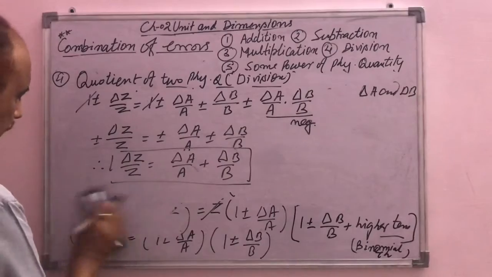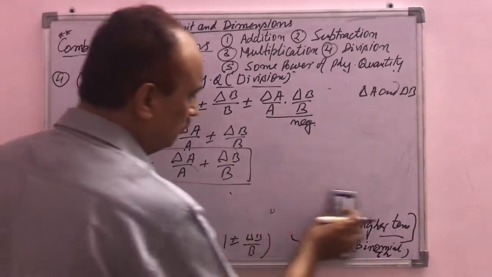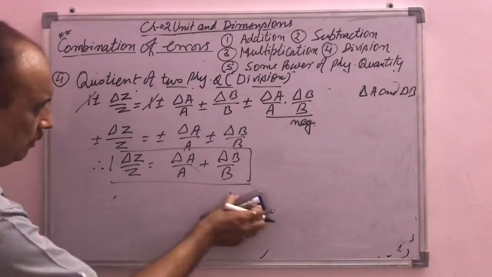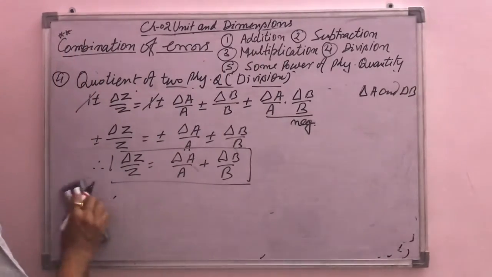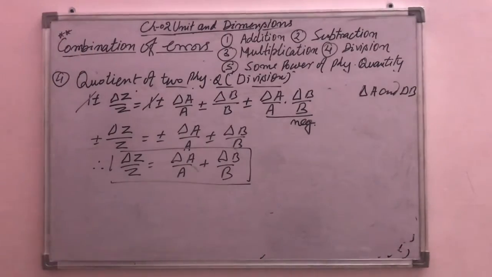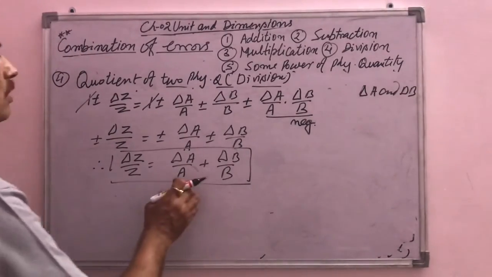So this is the result in case of division. The result in case of division means when the quantity is in a quotient, and in case of multiplication the answer will be found by the same formula, that is delta Z upon Z equals delta A upon A plus delta B upon B.